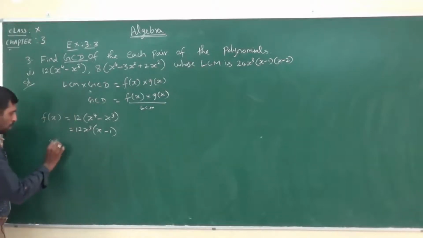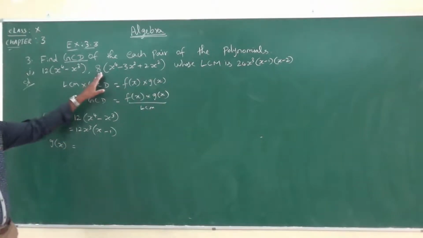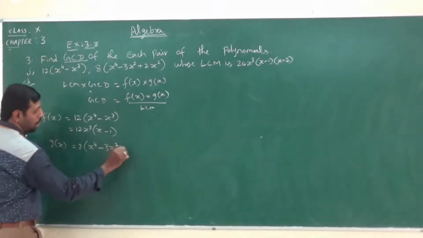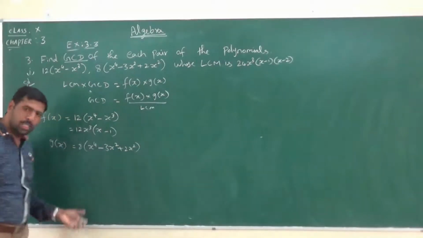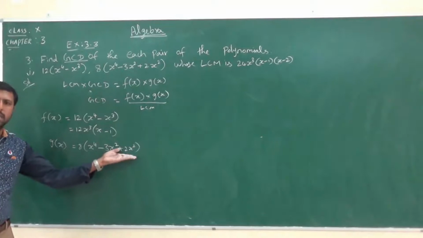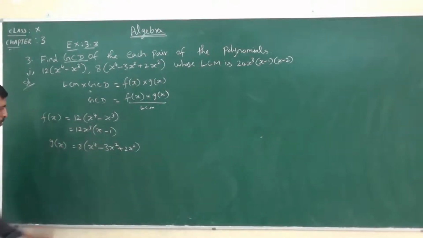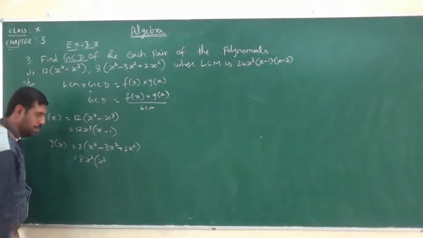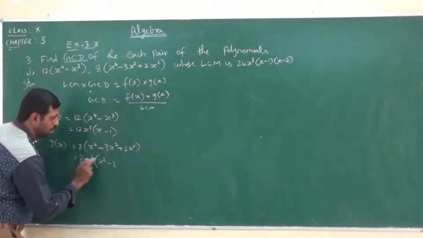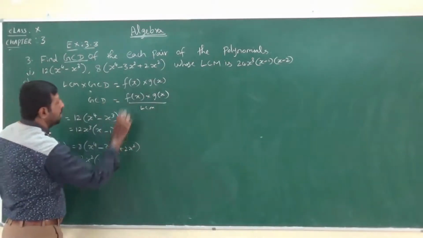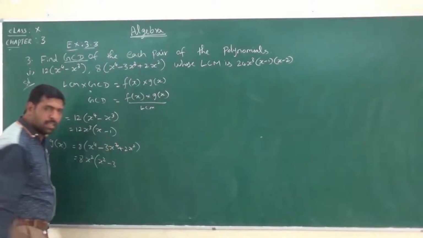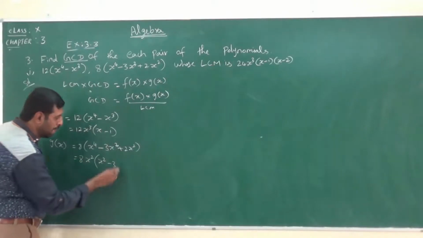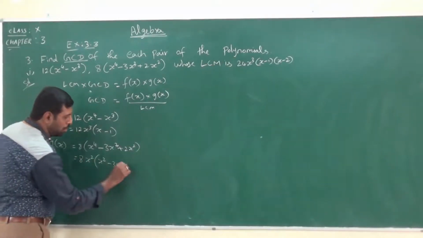Then g of x is equal to 8 x power 4 minus 3x square plus 2x square. See, in this term the least power is x square, so x square will be taken out commonly. Sorry, in the question we have x cube, my mistake: 8x power 4 minus 3x cube plus 2x square. So x square is taken out commonly, and we have x square minus 3x plus 2.